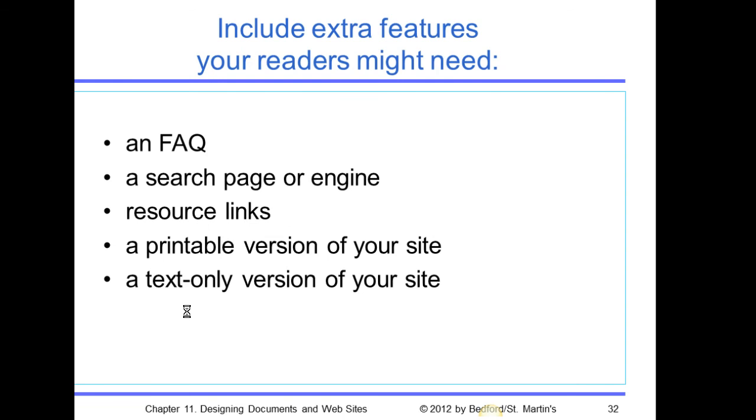Include extra features that your readers might need. An FAQ, frequently asked questions, is always a helpful place to have on your page. A search page or an engine if you want to look specifically for the type of car or something of that nature, be able to search that. Resource links, if you look at something and you know that your reader needs to know more information, you might highlight something and it will take you to a section that gives you more information. There's a print version, and then there's a text-only version.